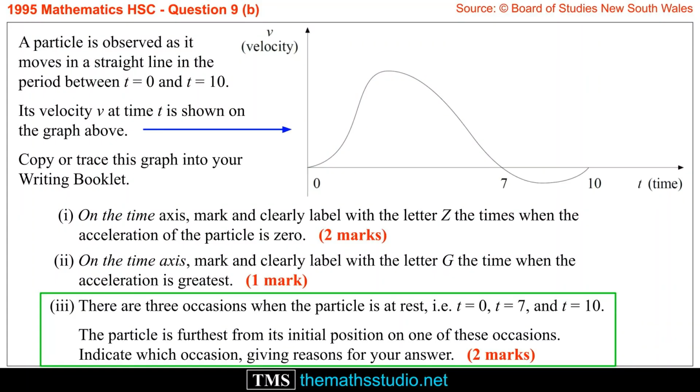Part 3. There are 3 occasions when the particle is at rest. That is, t equals 0, t equals 7 and t equals 10. The particle is furthest from its initial position on one of these occasions. Indicate which occasion, giving reasons for your answer.